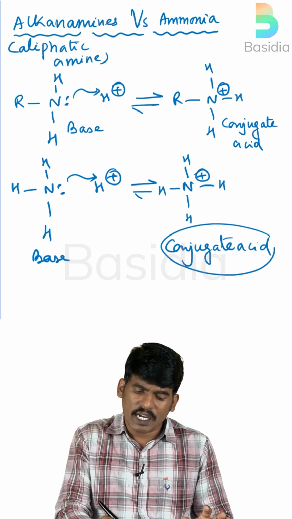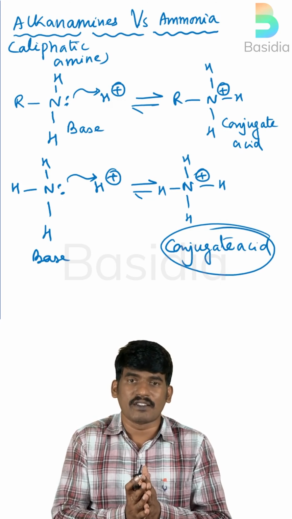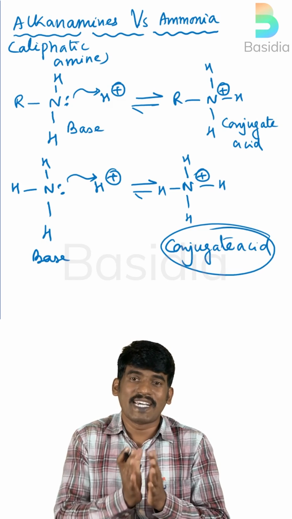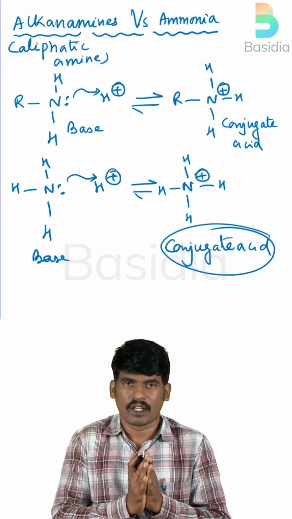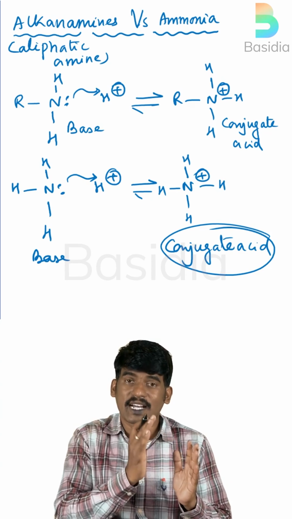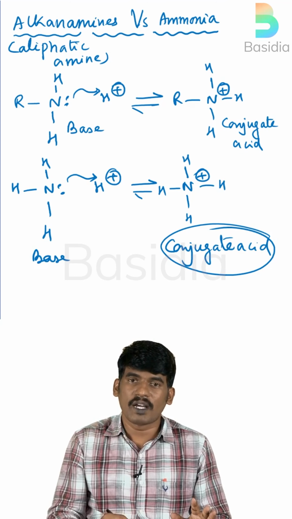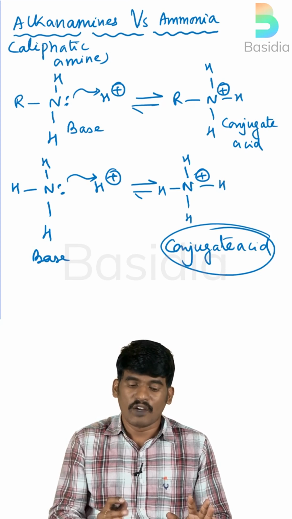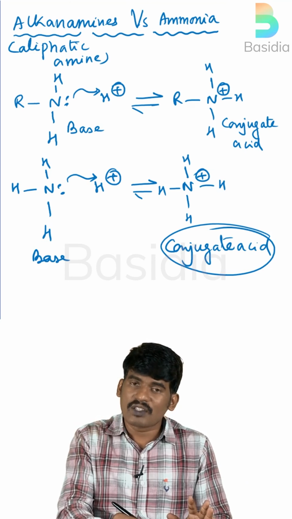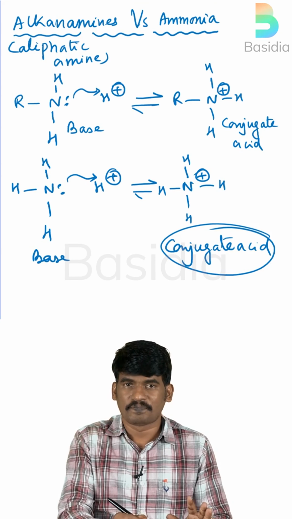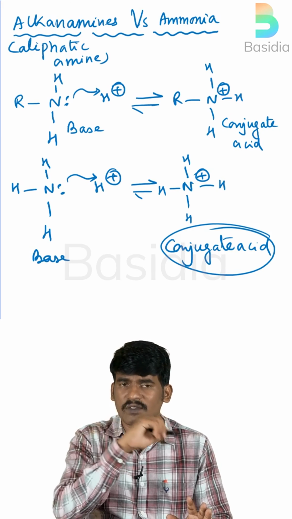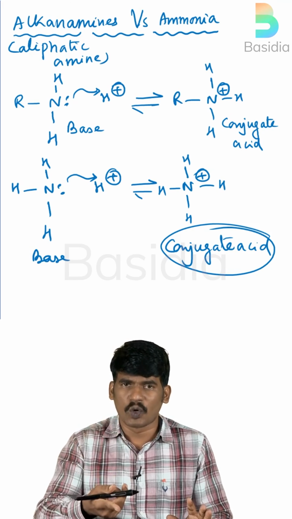If this conjugate acid is stabilized by any means, there is no backward reaction, hence the corresponding base is a stronger base. If you observe here, this nitrogen has electron deficiency. That's why it acquires a positive charge, right? It has donated its lone pair.